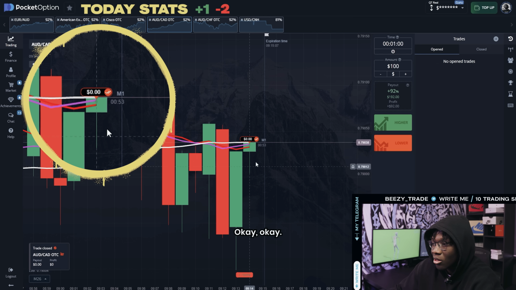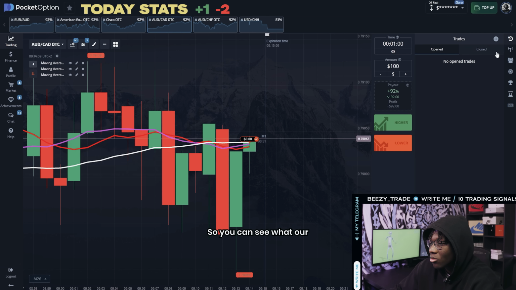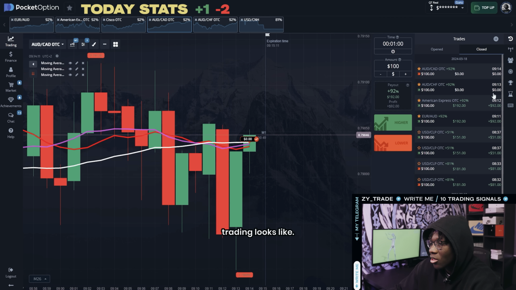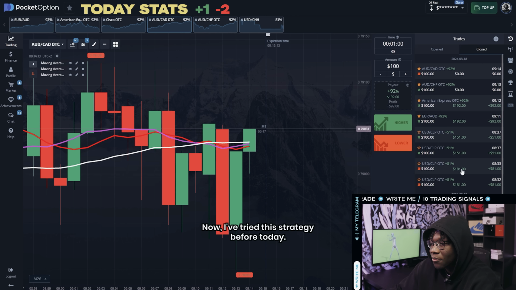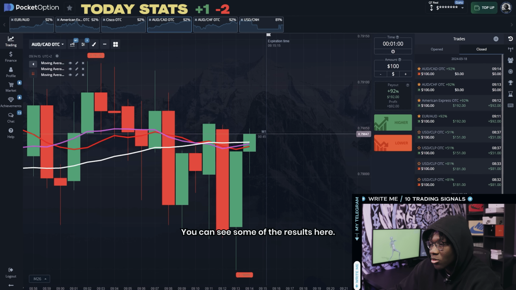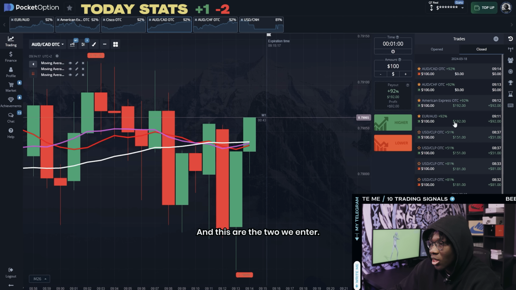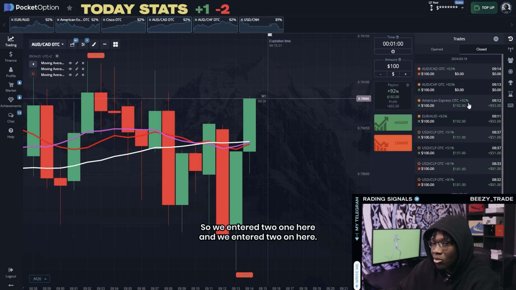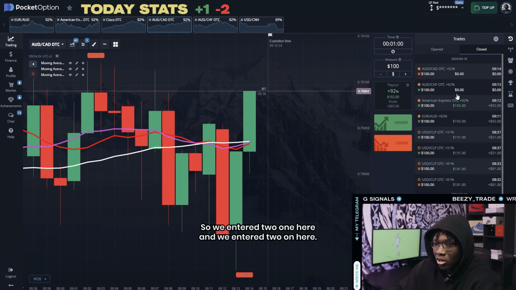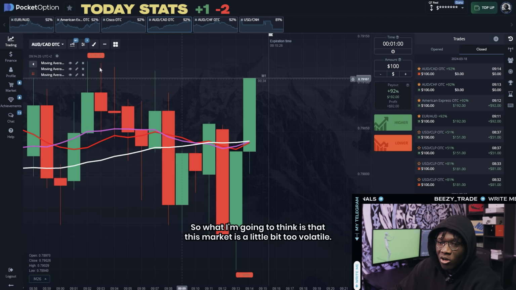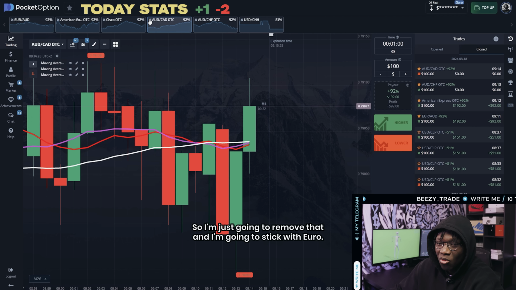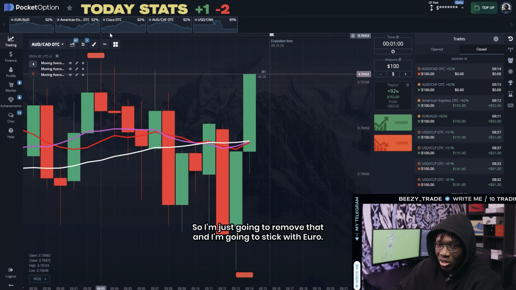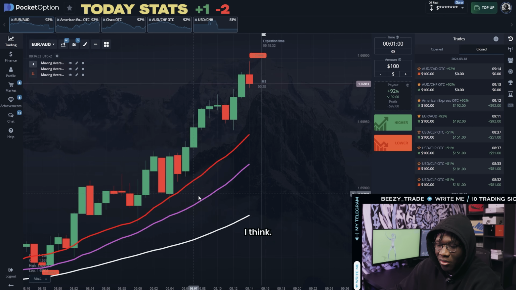Okay. So you can see what our trading looks like. Now, I've tried this strategy before. Today you can see some of the results here. These are the two we entered today, and these are the two that we lost. So we entered 2 on here, and we entered 2 on here. So what I'm going to think is that this market is a little bit too volatile, so I'm just going to remove that. And I'm going to stick with Euro AUD, I think.